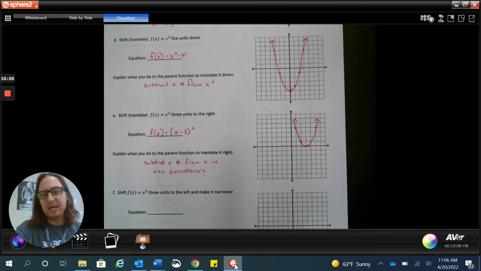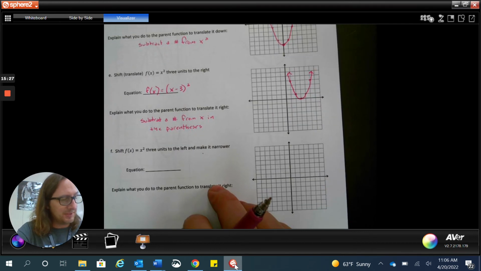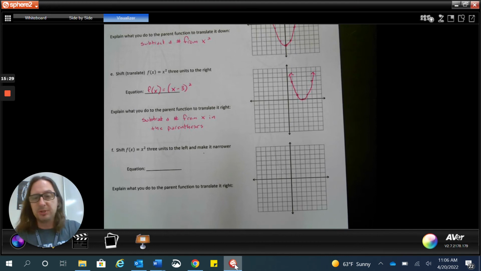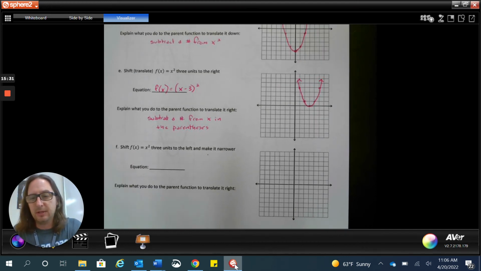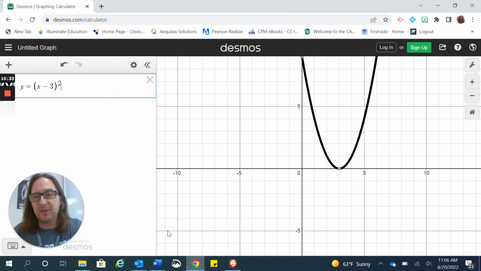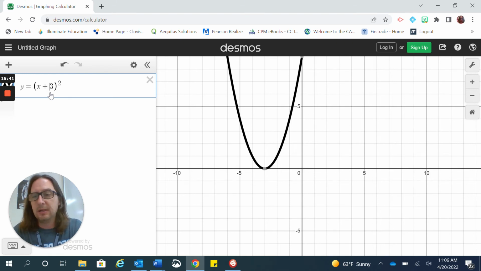All right, so next one. Now I want to go the opposite direction. I want to go 3 units to the left instead. All right, so looking at Desmos, minus 3 made it go to the right. So let's see if plus 3 makes it go to the left. And it does. So there it goes, 3 units to the left. So plus 3 makes it go left. Minus 3 makes it go right. It's kind of the opposite of what you think it would do.